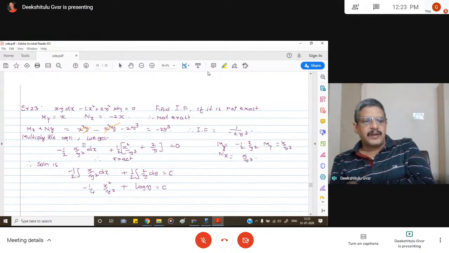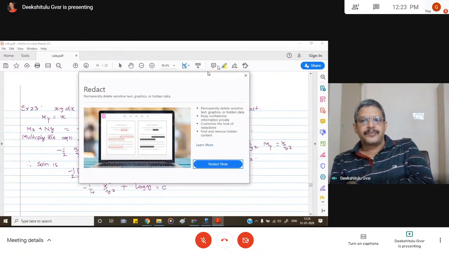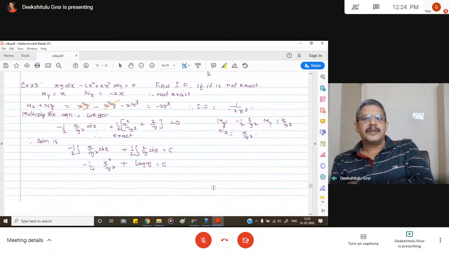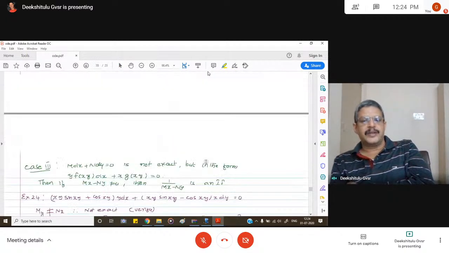integral of M1 with respect to x keeping y as constant. So this comes here, and what are the terms independent of x here? This is depending on x. So this is the only term independent of x, that is 2 by y, whose integral is 2 log y. Okay, that is how we get the solution here.